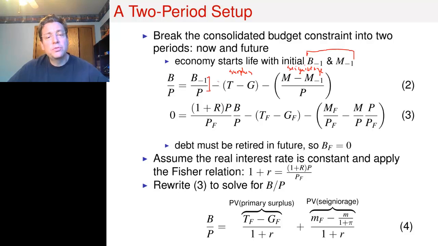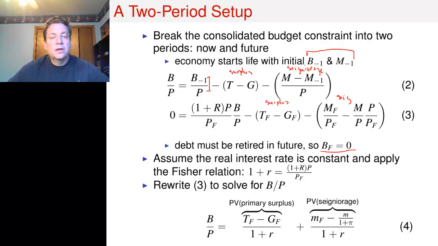Then going into the future period, well, the economy is going to end after that period. So there's no way the government can sell any bonds, because everyone knows that the government won't pay them off. So that means BF has to be equal to 0. Again, what we have here is the surplus in the future and the seigniorage in the future.